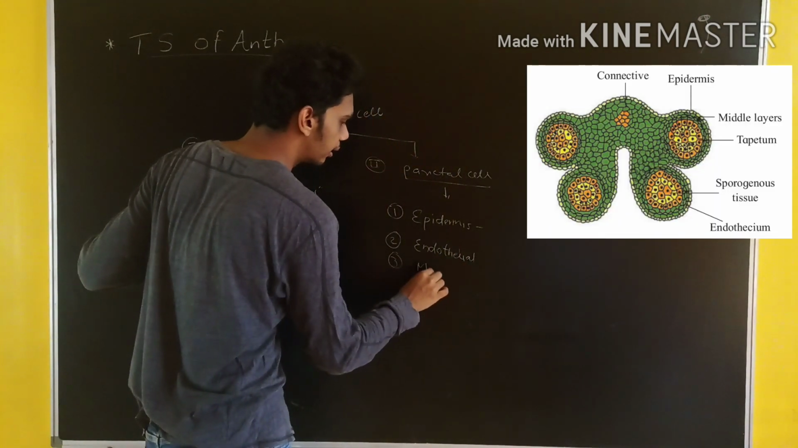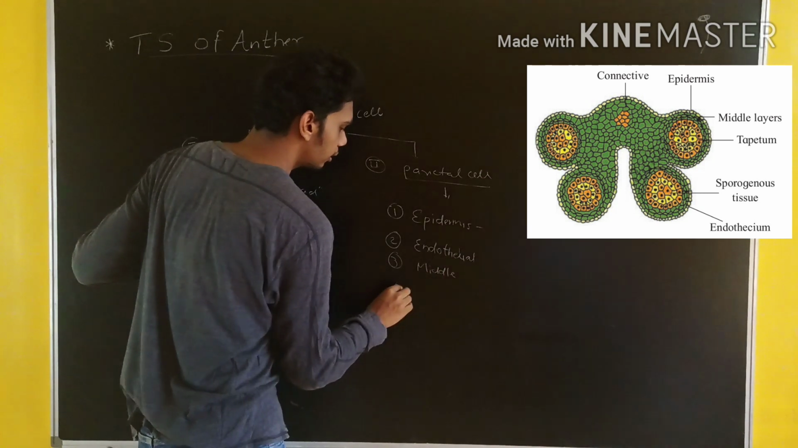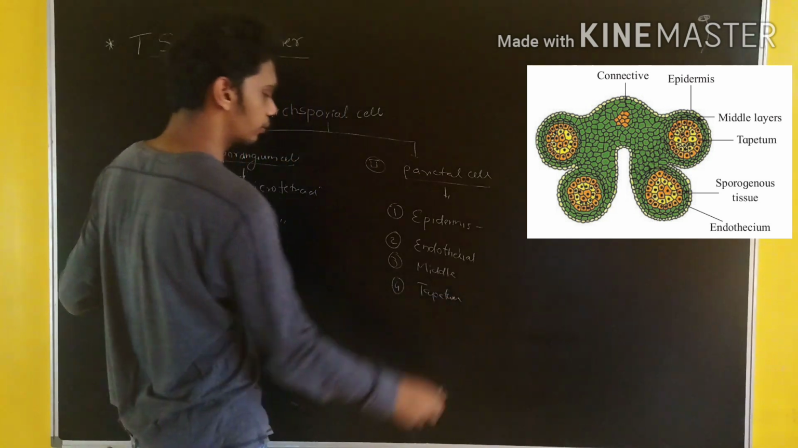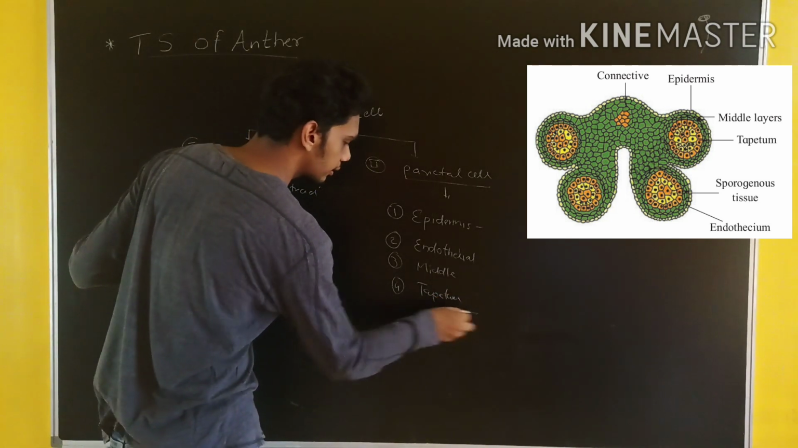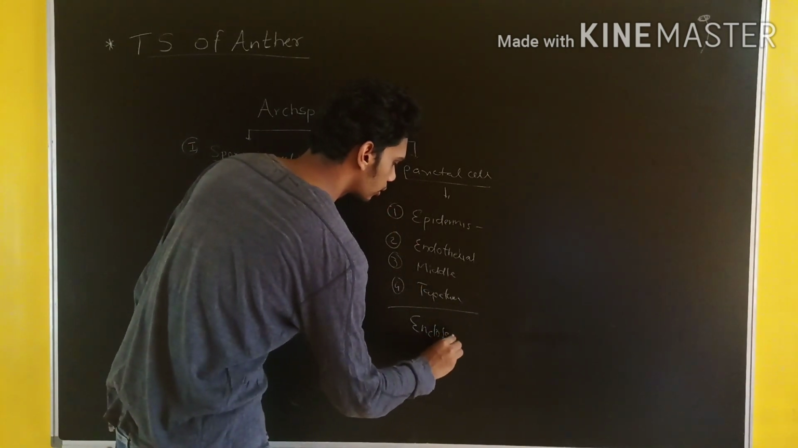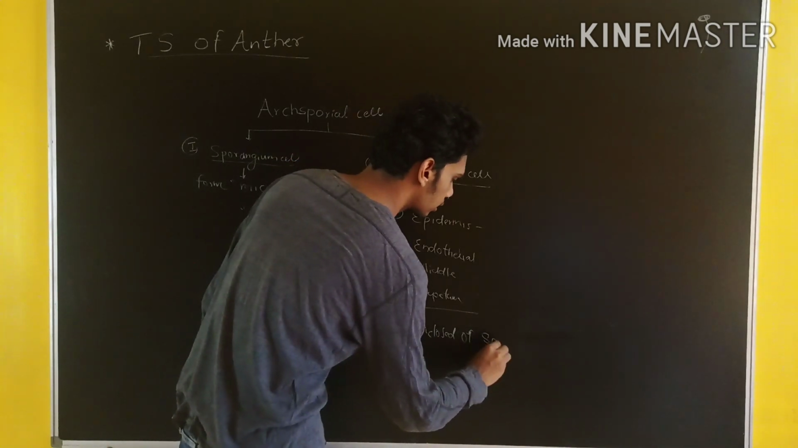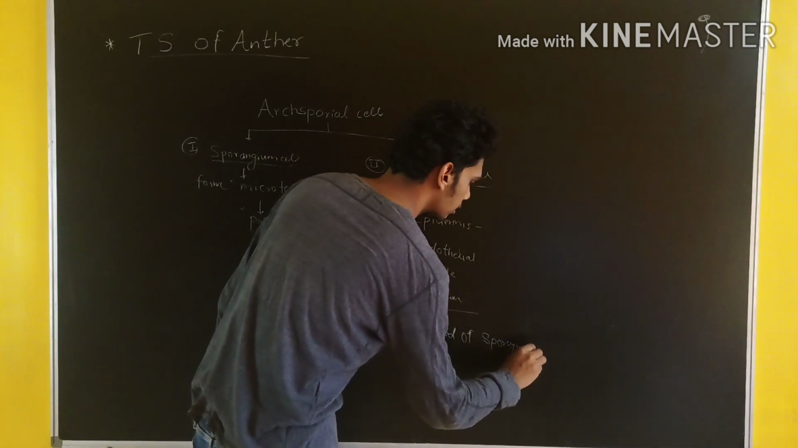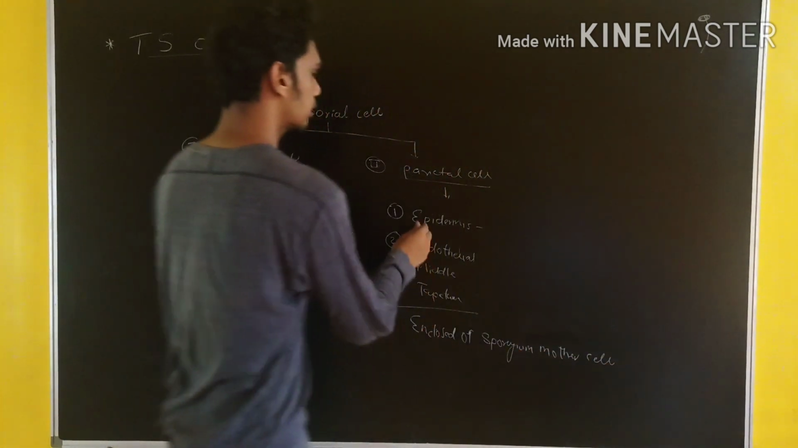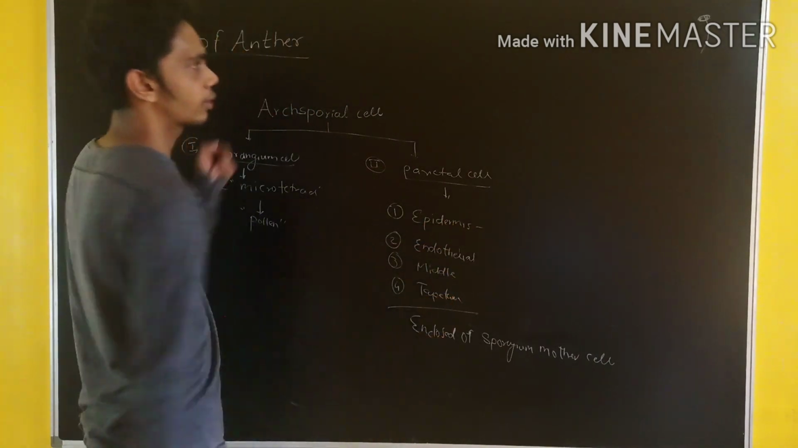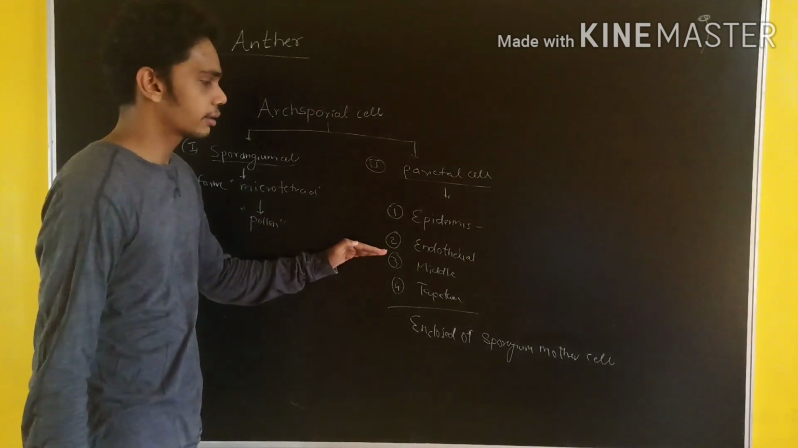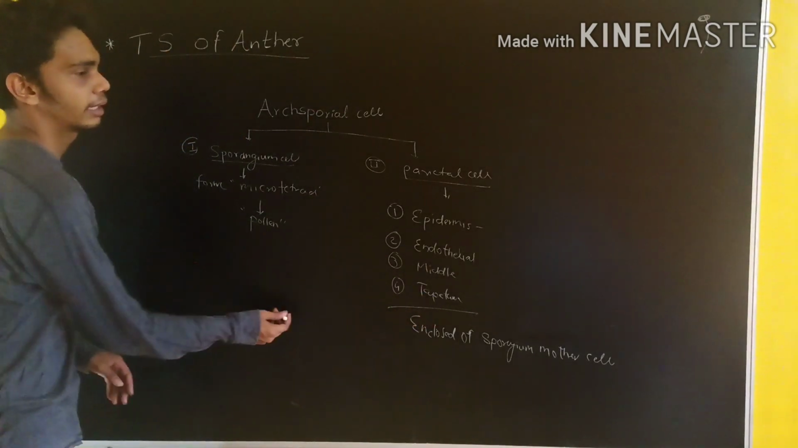The third one is called the middle layer, and the innermost cell is called tapetum, which is nothing but a nutritive layer or nutritive cell. And after this tapetum there is an enclosure of the sporangious mother cell. So we have to study these things: epidermis, endothelium, middle layer and tapetum. You can see in a diagram, epidermis is the above layer, beneath that is the endothelial layer, then the middle layer, and the tapetum is the innermost layer.